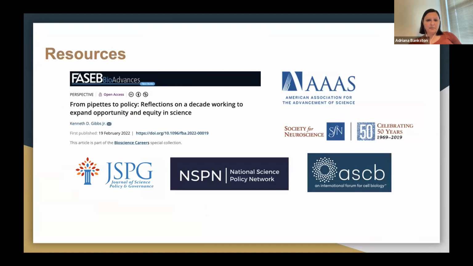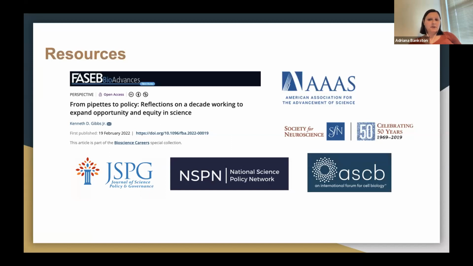So this is a good paper that came out in February from Kenny Gibbs. He has done a lot of work in this space. He wrote this nice perspective on his career path from pipettes to policy. He works at NIH, I think, but he has a really interesting perspective on the field. So it's a good paper to read if you want to learn more about how other people transitioned. And then I would recommend a few scientific societies. Again, I put some here.